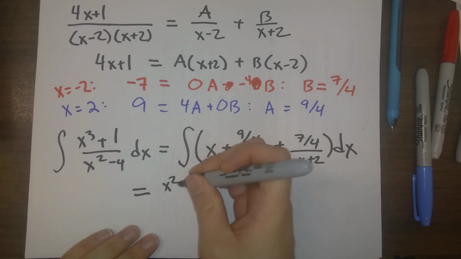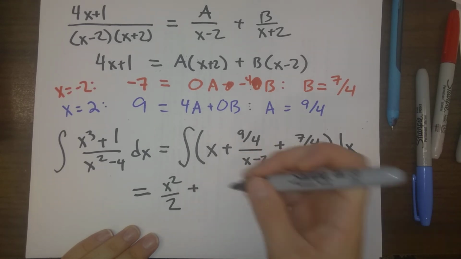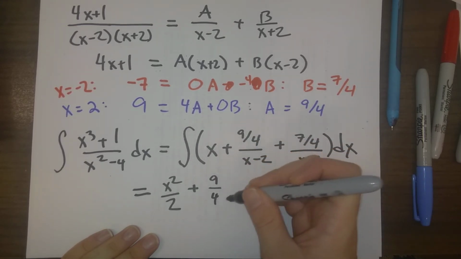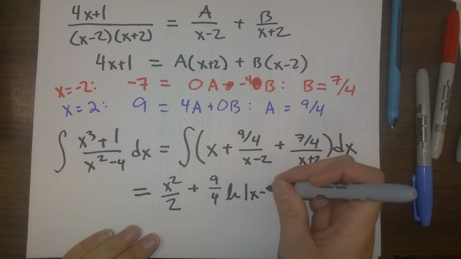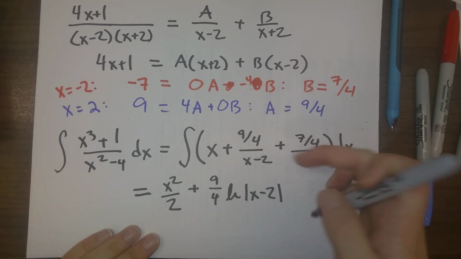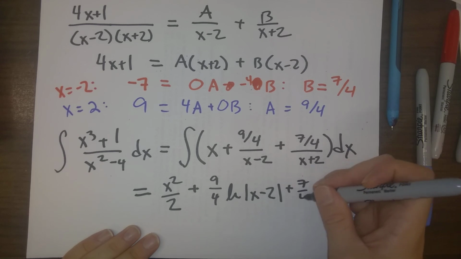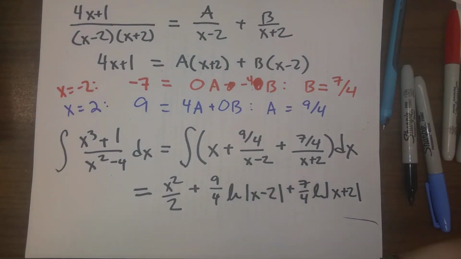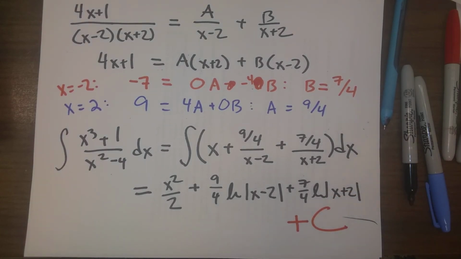This gives us x squared over 2. This gives us 9/4 times the natural log of the absolute value of x minus 2. And this gives us 7/4 times the natural log of the absolute value of x plus 2. And a plus c for good measure.